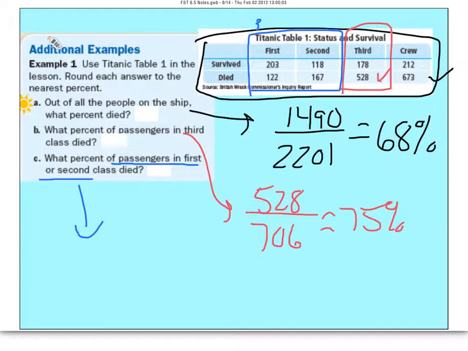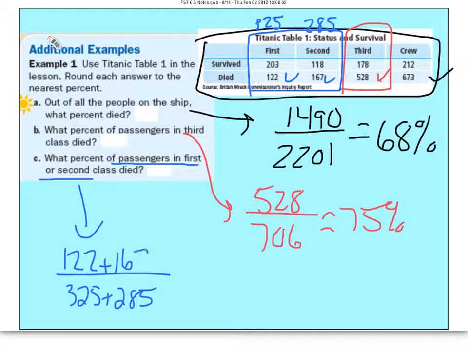325 here. This will be 285. If we add those up, we'll just do 325 plus 285 on the bottom. Of those who died, we're going to have the 122 plus the 167. If you simplify that fraction, it's about 47%.